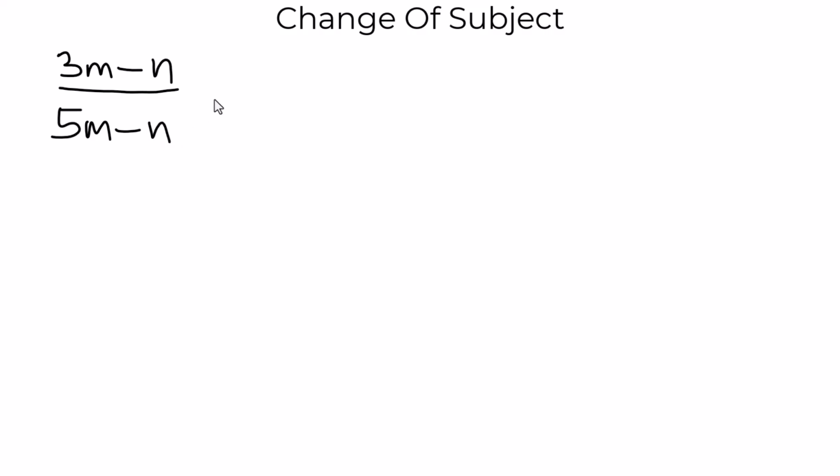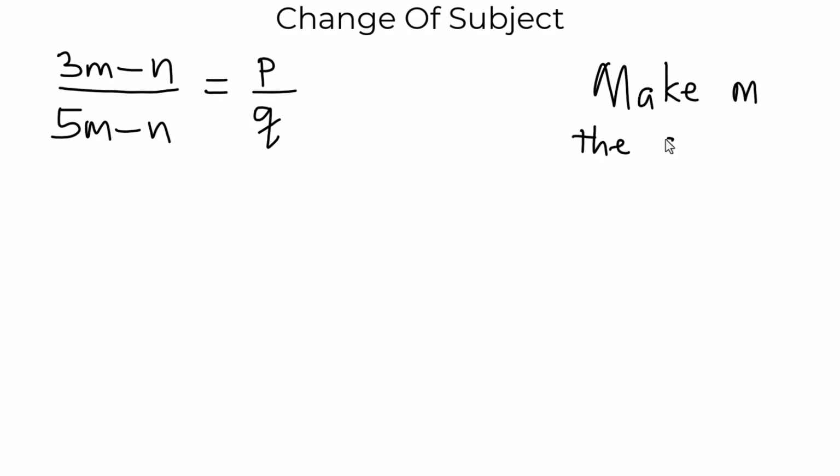Change of subject. So if in your final exam you meet a question like this, know that it's more like a bonus question. So we have 3m minus n divided by 5m minus n is equal to p divided by q. And then the question is to make m the subject. So basically, that is what the question is asking us to do.